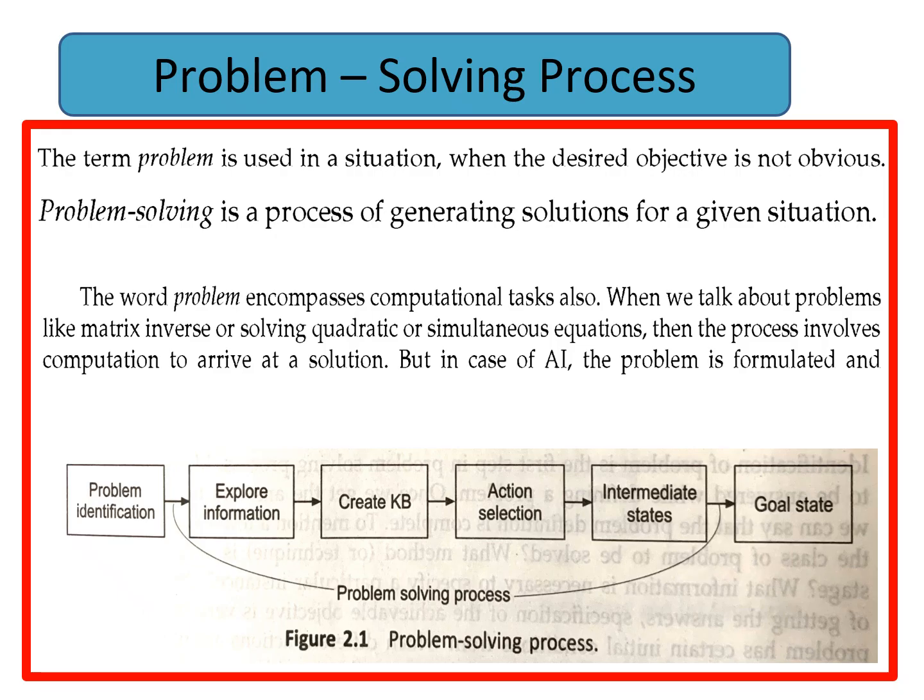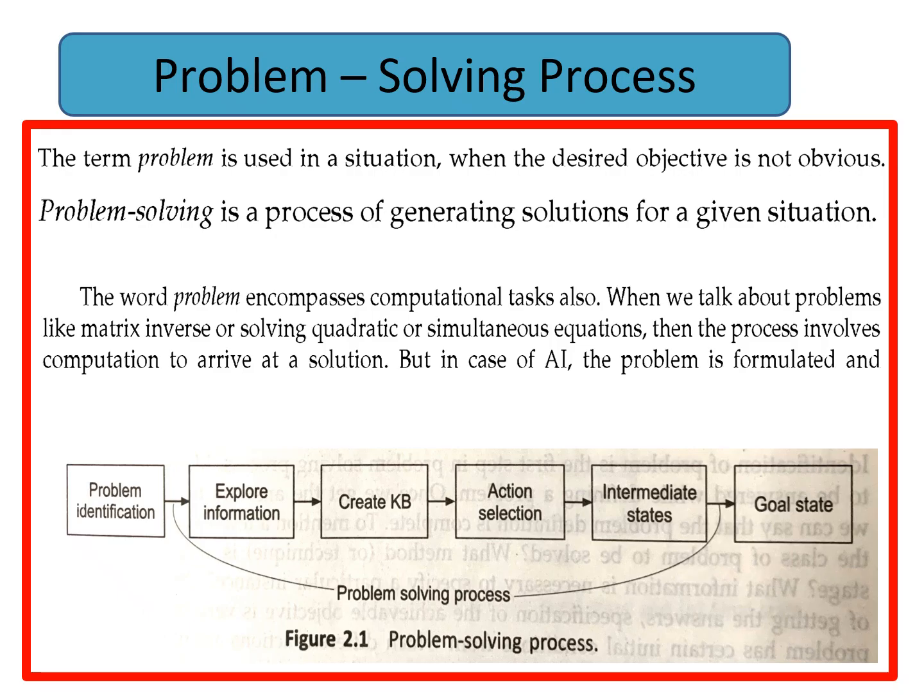Next is exploring the information. The artificial intelligence system gathers all relevant information about the problem. First of all, it collects the data, studies the constraints, understands the environment, and identifies the available resources. Medical diagnosis is a good example. Information such as symptoms, patient history, and test results is collected. So it provides the knowledge required to solve the problem.